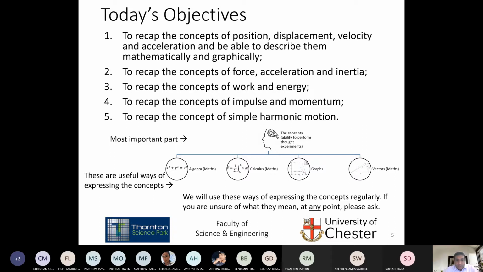You'll need algebra to solve dynamics problems. You'll need calculus. You'll need graphs to illustrate different variables such as position, displacement, velocity, acceleration as functions of time or against each other. And you'll need vectors to be able to solve the problem. So we'll use these ways of expressing the concepts regularly. If you're unsure of what they mean at any point, please ask. Okay, so I hope you're happy with this.